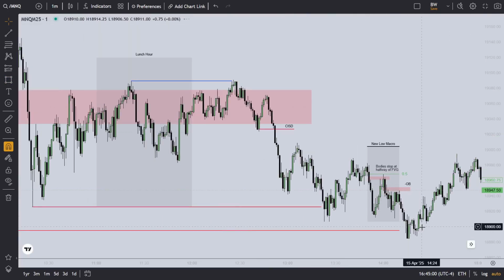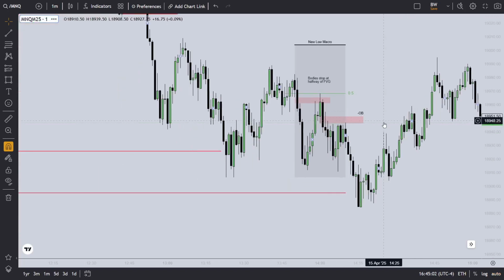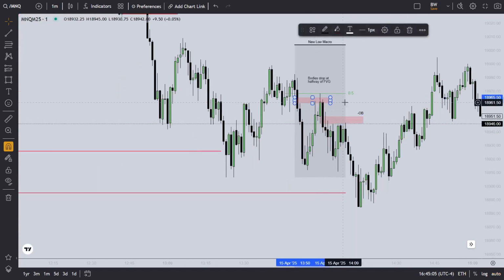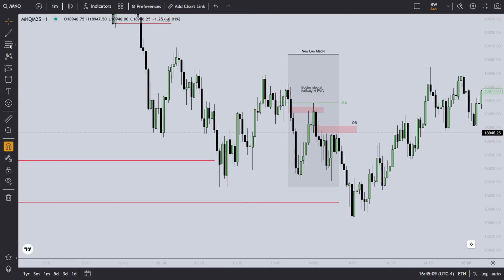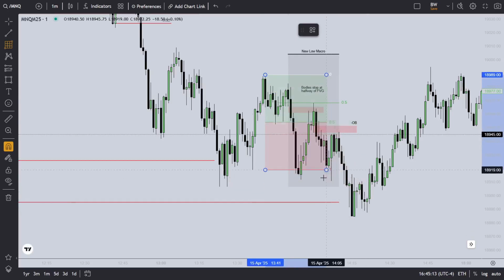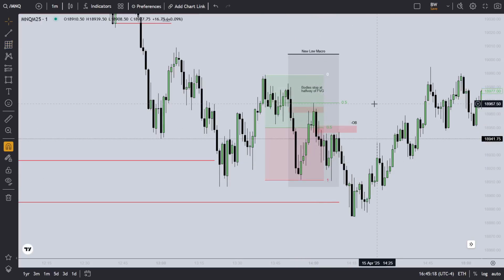But basically, as you can see here, we have a 1-minute small bearish fair value gap in the premium of this range, right? So if we draw a little Gann box here, a little range, the premium of this range, that is where this fair value gap is.